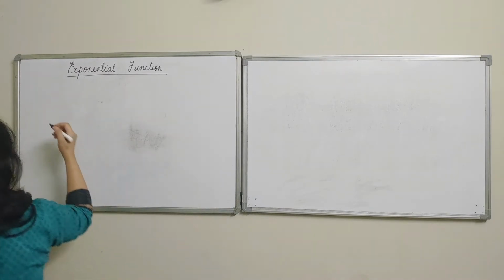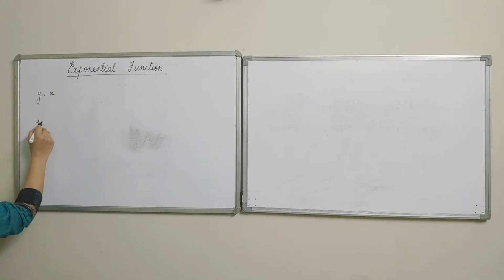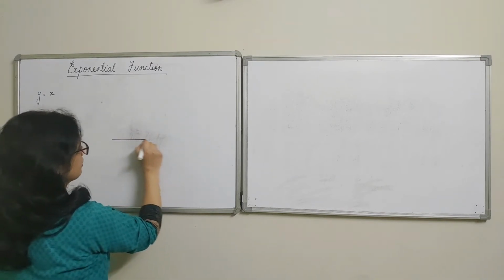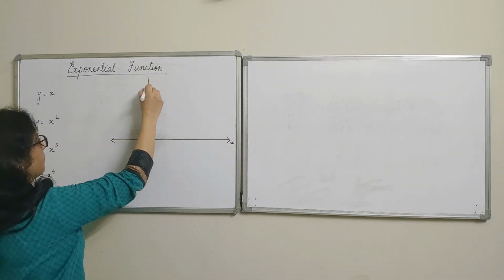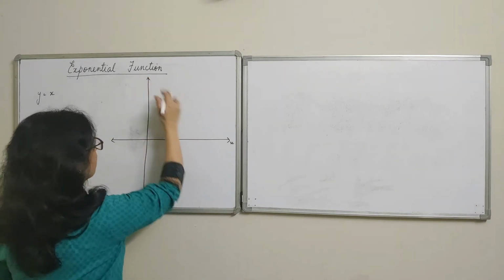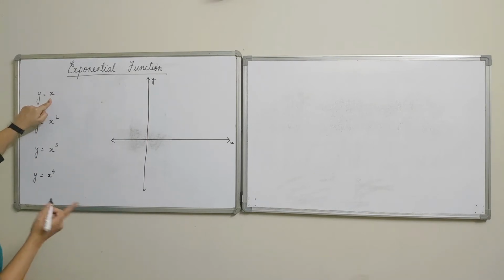So let us take an example like the equation y is equal to x. Let's take y is equal to x square, y is equal to x cube, y is equal to x to the power 4, and let us draw graphs of these functions. To draw graphs, I'll draw graphs only in the first quadrant. Alright, so x has to be greater than or equal to 0.